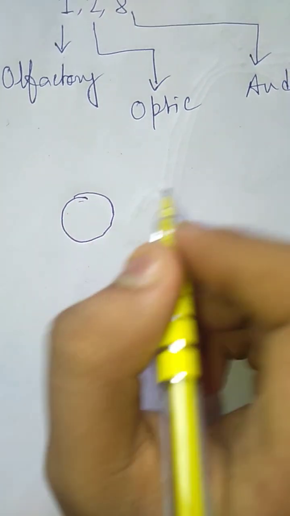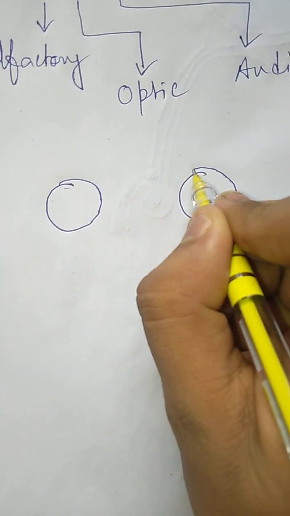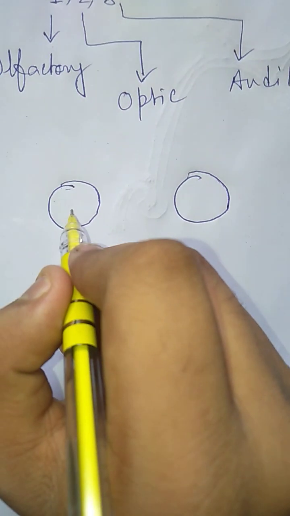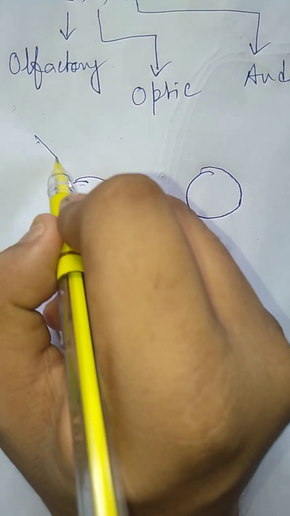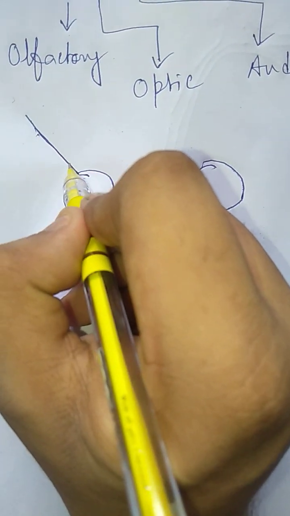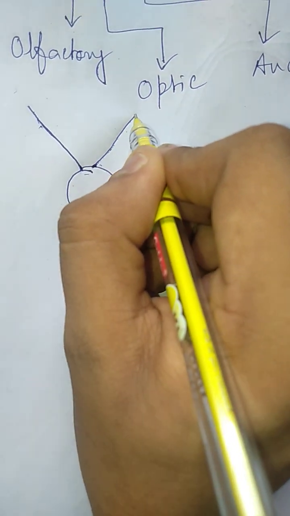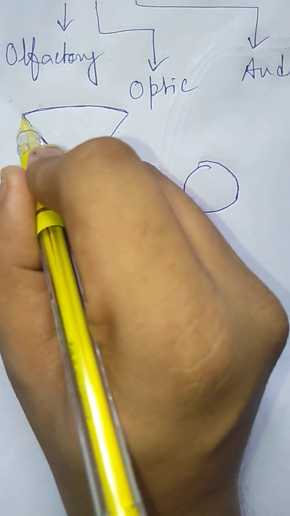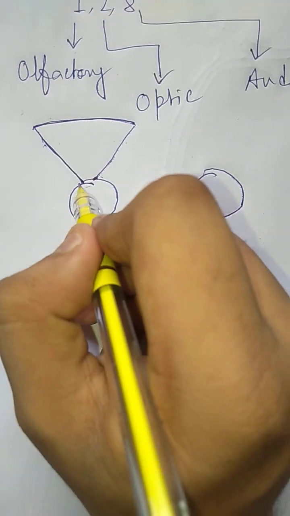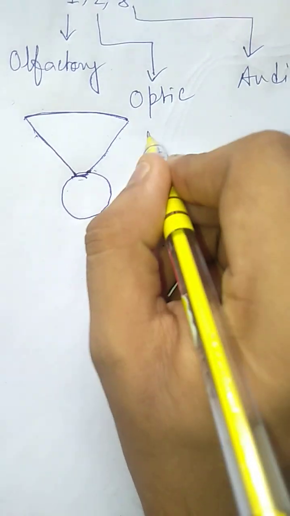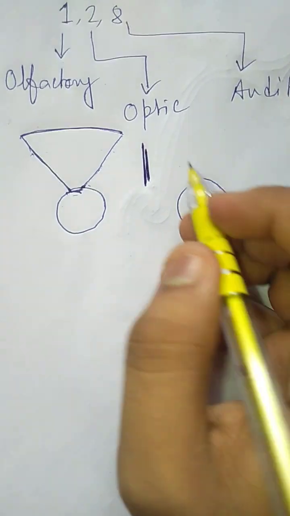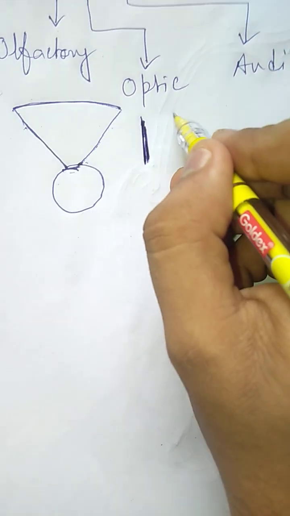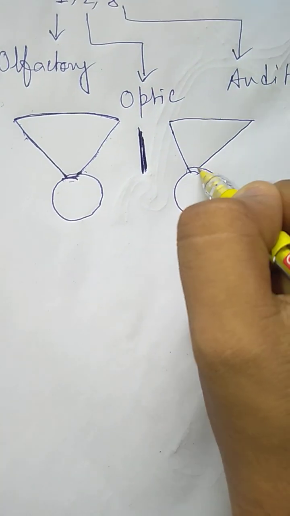Imagine this is an eye and this is an eye. An eye helps us to see the things around us. Imagine this eye and this is the visual field. At this range we can see everything, and this is our nose. Just imagine this is our nose and these are our two eyes, and this is also the visual field.